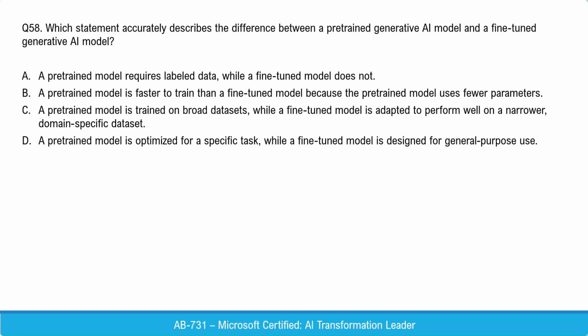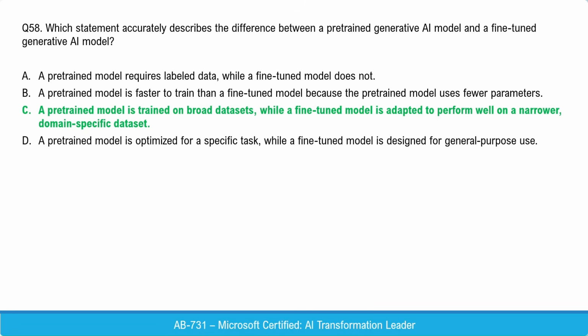Next question. Which statement accurately describes the difference between a pre-trained generative AI model and a fine-tuned generative AI model? You have four options on your screen. Please go through them by pausing the video over here. And the correct answer is option C. A pre-trained model is trained on broad data sets, while a fine-tuned model is adapted to perform well on a narrower domain-specific data set.